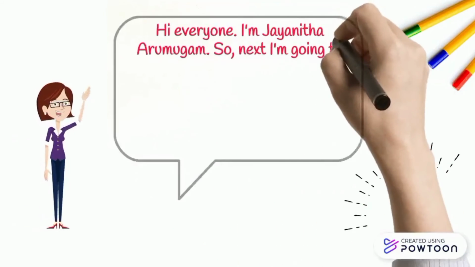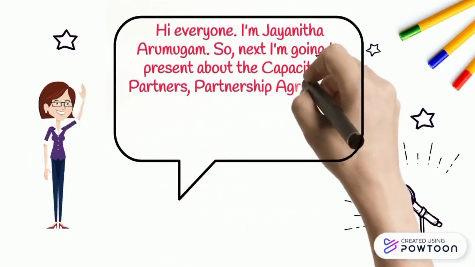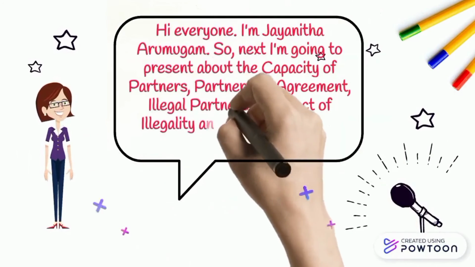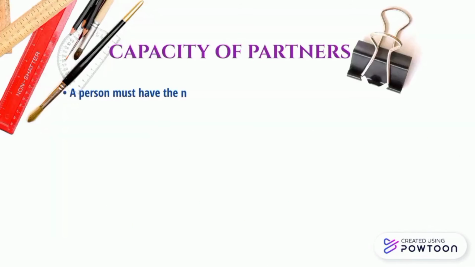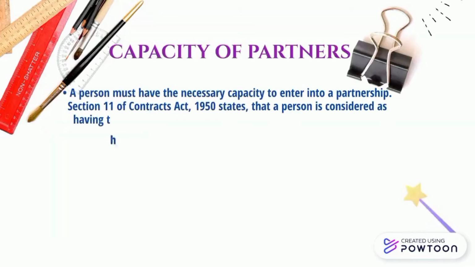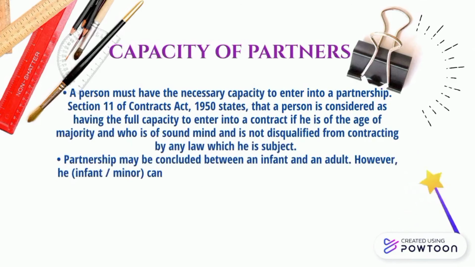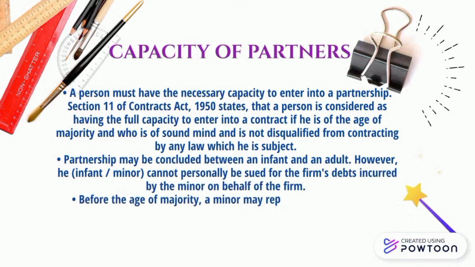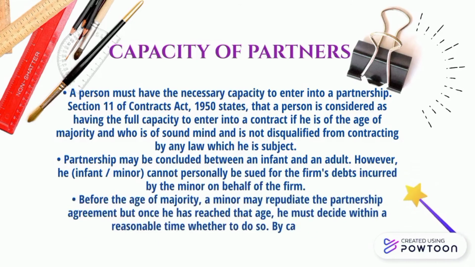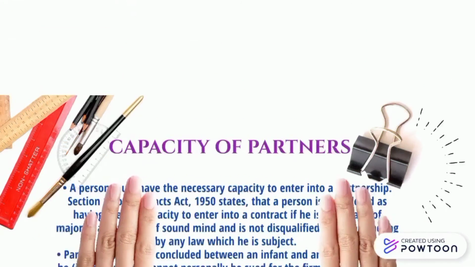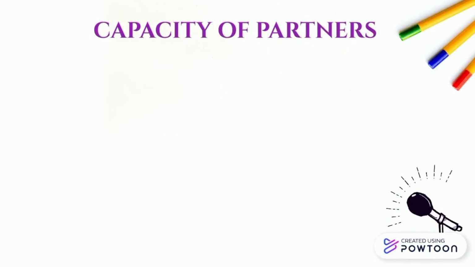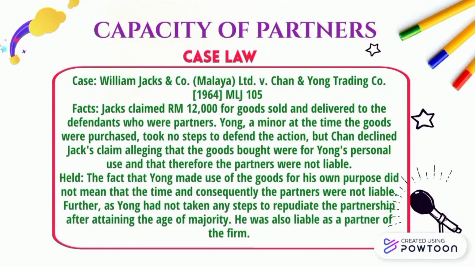So next, I'm going to present about the capacity of partners, partnership agreement, illegal partnership, effect of illegality and dissolution in the partnership. The first one is the capacity of partners. According to Section 11 of the Contract Act, a person is considered as having the full capacity to enter into a contract if he is of the age of majority, sound mind, and also not disqualified from contracting by any law to which he is subject. This can be illustrated in the case of William Jacks, where Young was also liable as a partner of the firm, even though he had not taken any steps to repudiate the partnership after attaining the age of majority.